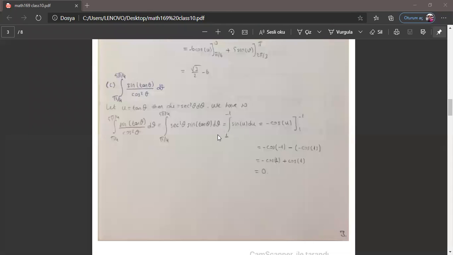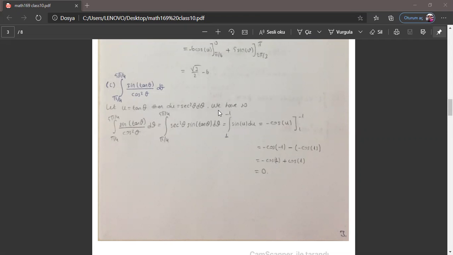Now, for this, we substitute this tangent, okay? So if we differentiate it, we get this. What do we have? We have sine of tangent theta, which is sine u here, okay? And we can rewrite this 1 over cosine squared as secant squared, right? Then what do we have? Secant squared d theta is equal to du. Then we have sine u du, okay?